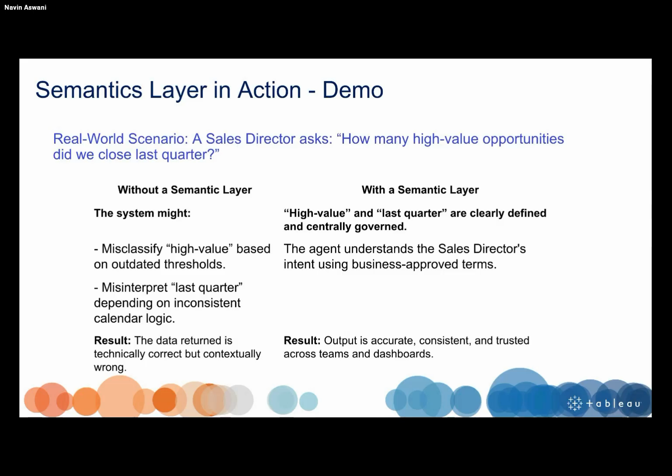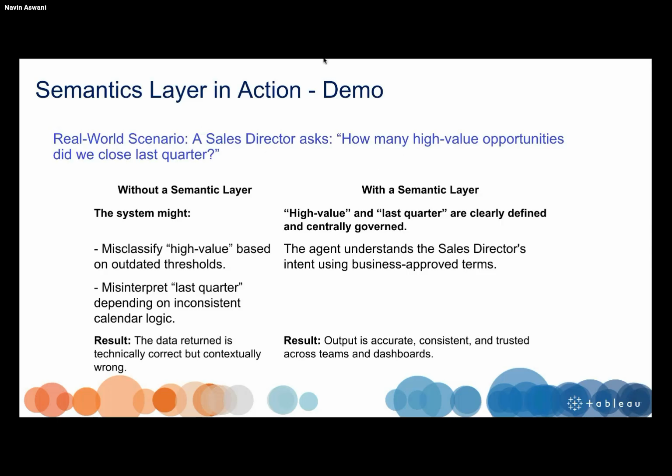But now with a semantics layer, the high value as well as the last quarter are clearly defined and centrally governed. With this, the agent understands the sales director's intent, using the business approved terms only. And everything we are going to define at the semantics layer. The result we're expecting is that the output is accurate, consistent, and trusted across your teams and the dashboards.